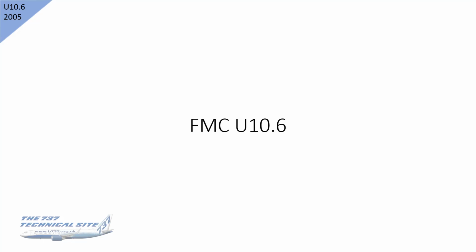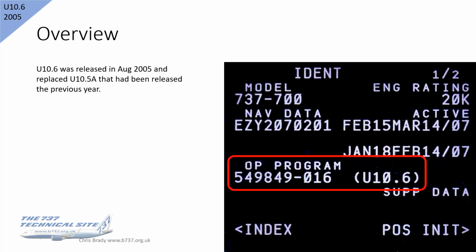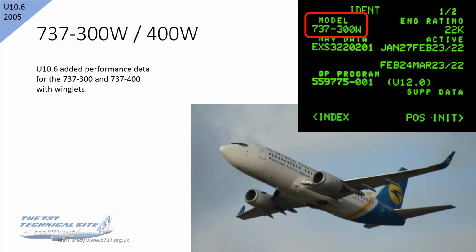Okay, so on to 10.6. It was released in August 2005, and it replaced 10.5A that had been released in the previous year. Some of the features that were introduced with 10.6: first one was that it added performance data for the 737-300 and 400 with winglets, which had only just started coming in then.